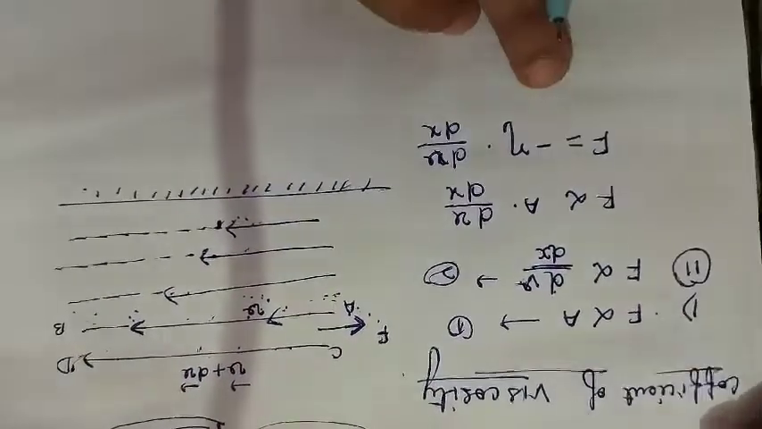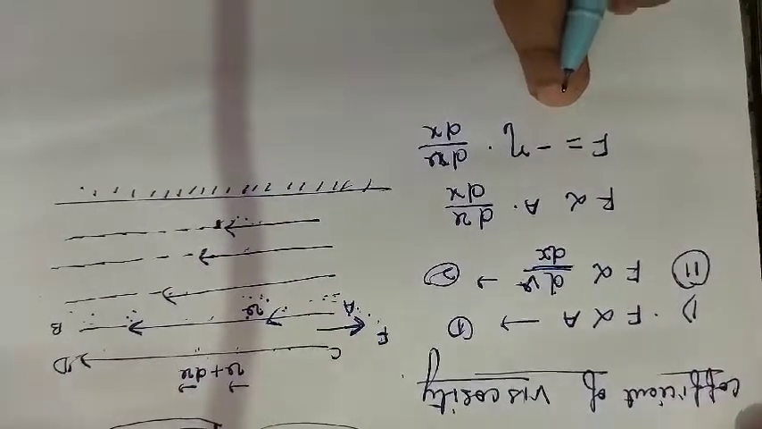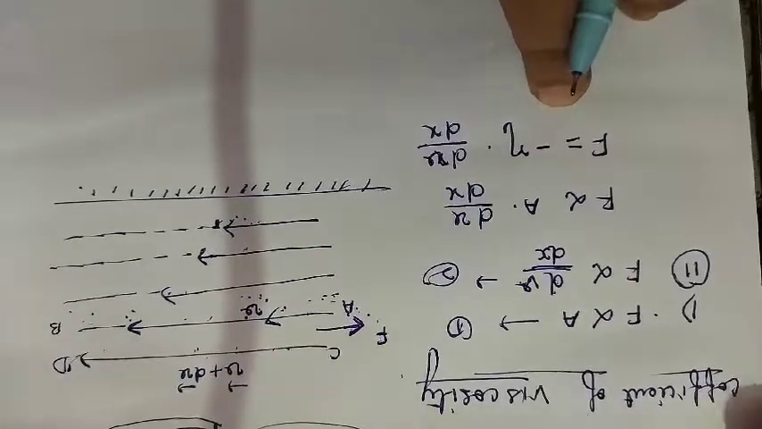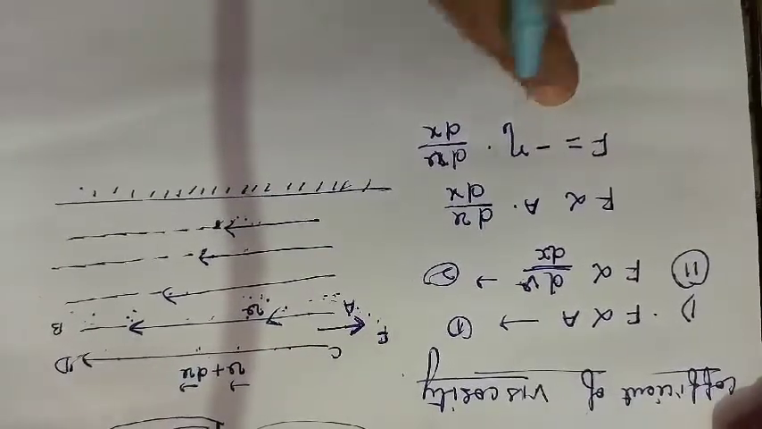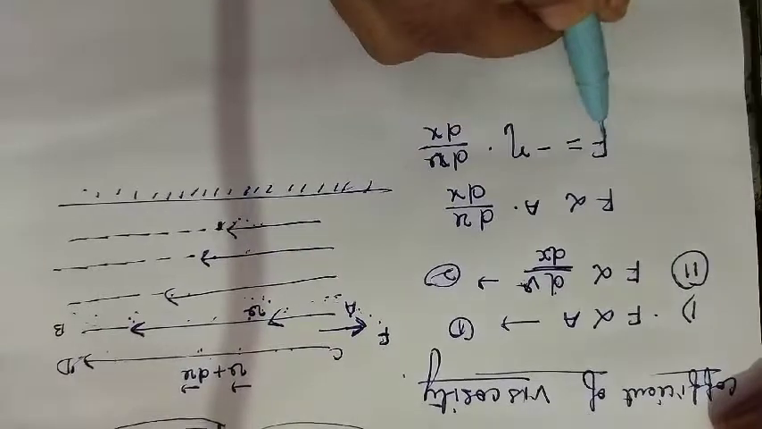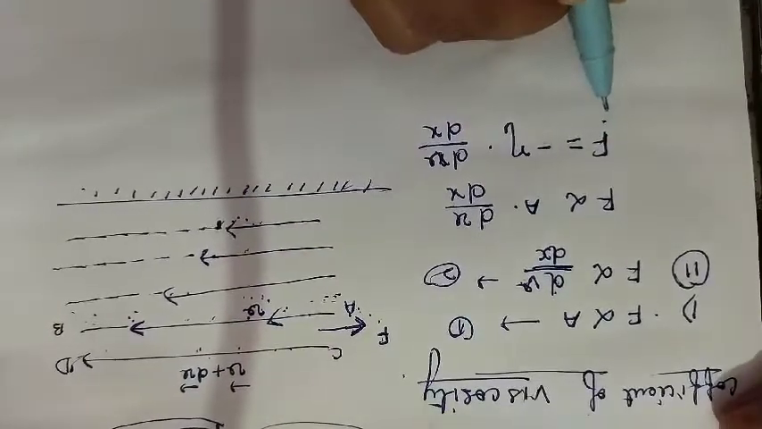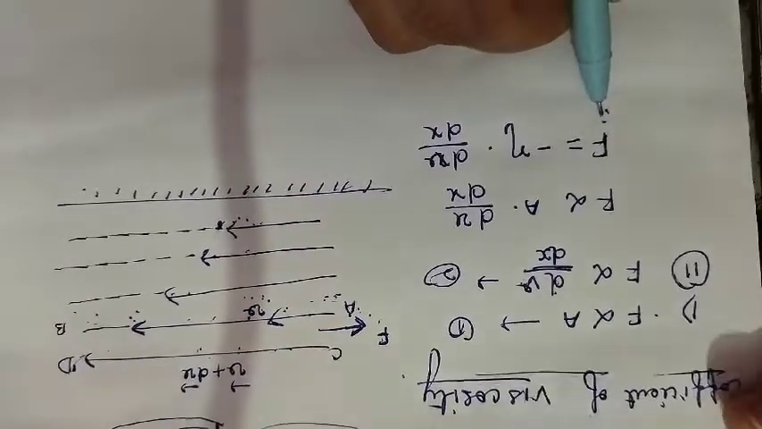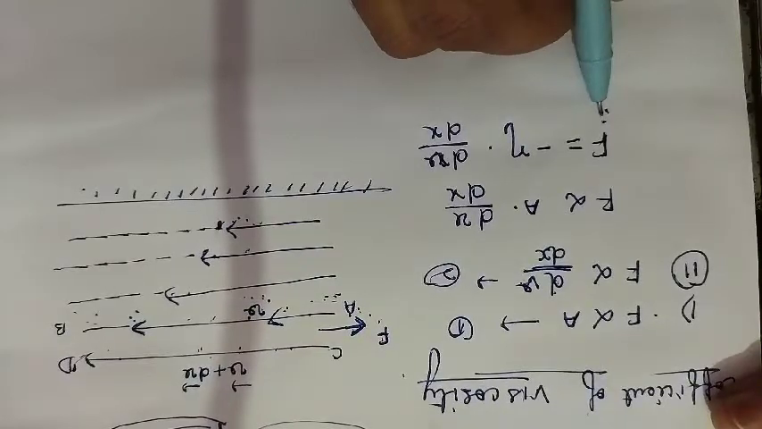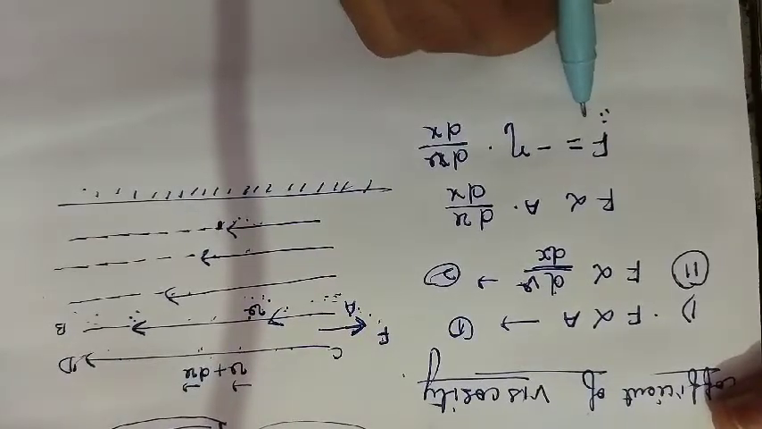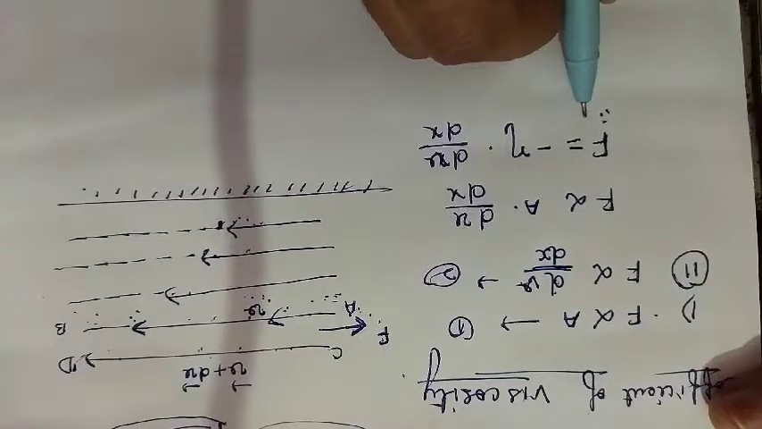And what does this negative sign show? This negative sign shows that this force is called the viscous drag force. The direction of the viscous drag force is opposite to the direction of the motion of the liquid.